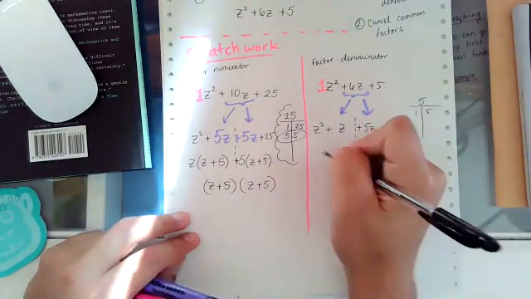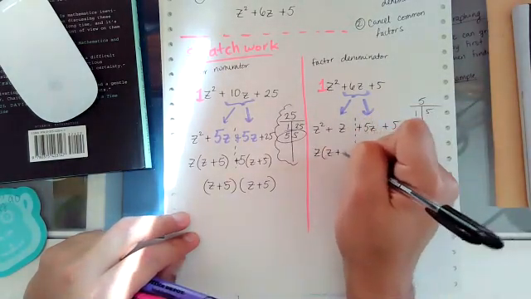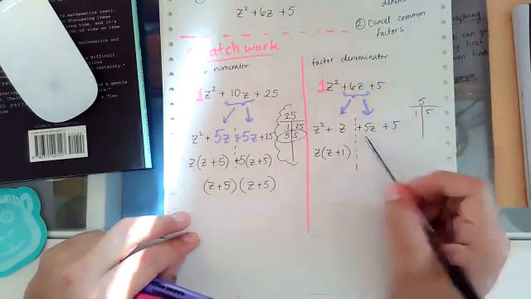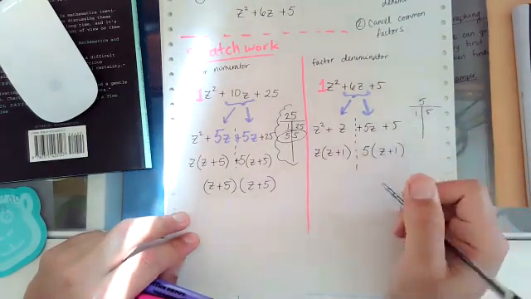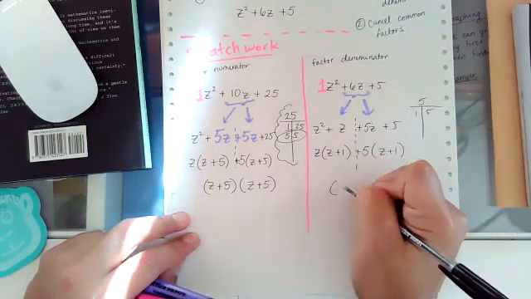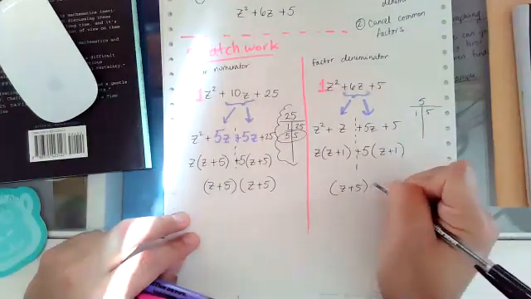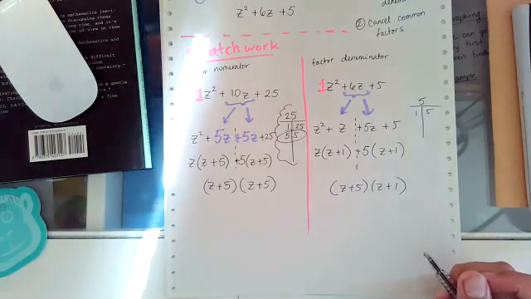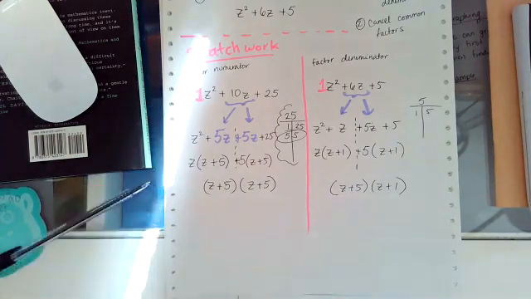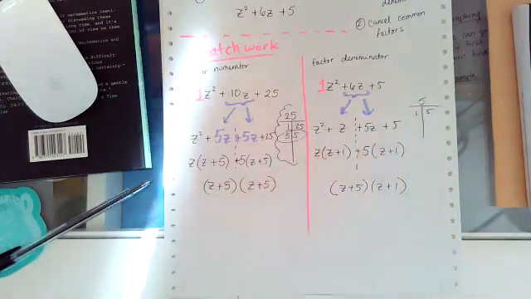From the first two terms, we could factor out a z, so we get z plus 1. From these two terms, we can factor out a 5, so we'll get a z plus 1 there. And then we factor that into z plus 5 and z plus 1. Okay. I'm going to let you guys catch up to that. Does anybody have questions about the factorization?